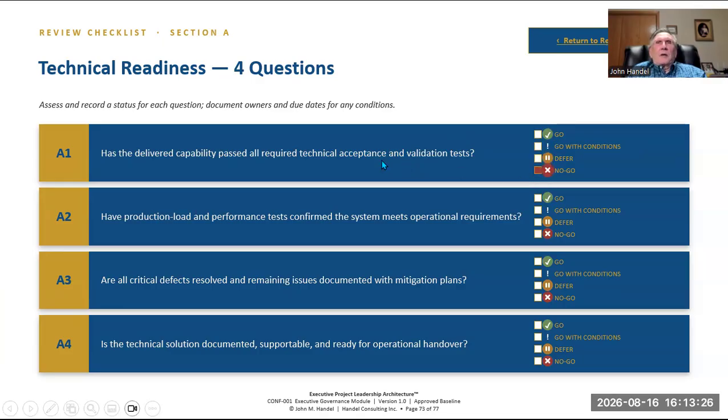And no go would be that there was some fatal flaw in the validation test that says we can't deploy because the environment, the system, is not stable. It's going to crash or it's going to cause a bad customer outcome, what have you. So that's the first question.